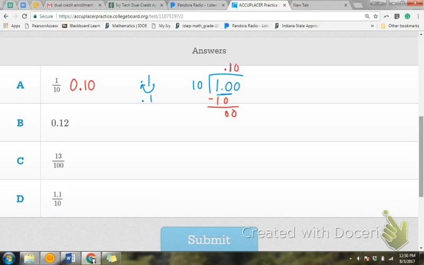How many zeros are in this one? 2. So if I have 13, here's my decimal. I'm going to move it to the left how many places? 2, because there were 2 zeros. 1, 2. So this is 0.13. So on your board, you should have 0.10, 0.12, 0.13. And then this one, 1.1, how many zeros do I have? So I'm going to move it to the left how many places? Just 1, which gives me 0.11.